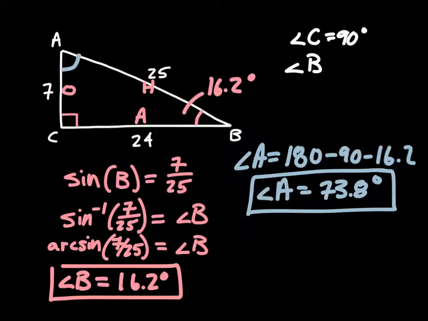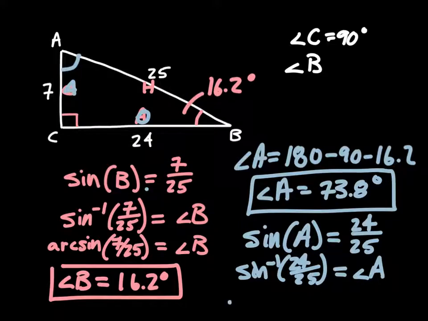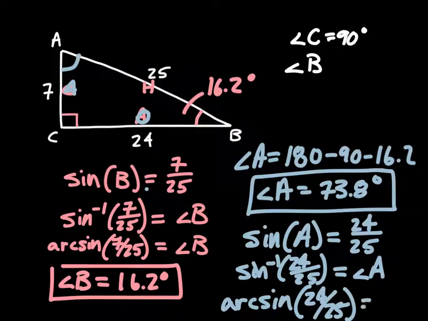Now the other thing you could do is set up a trig function. We'll call this the opposite side. This is the adjacent side if we're looking at angle A. And you like sine, so let's do that. Sine of angle A is equal to 24 divided by 25. If I wanted to find the angle, I would do sine inverse of 24 over 25, and that's equal to angle A. Or you could do arc sine of 24 over 25 is equal to angle A.